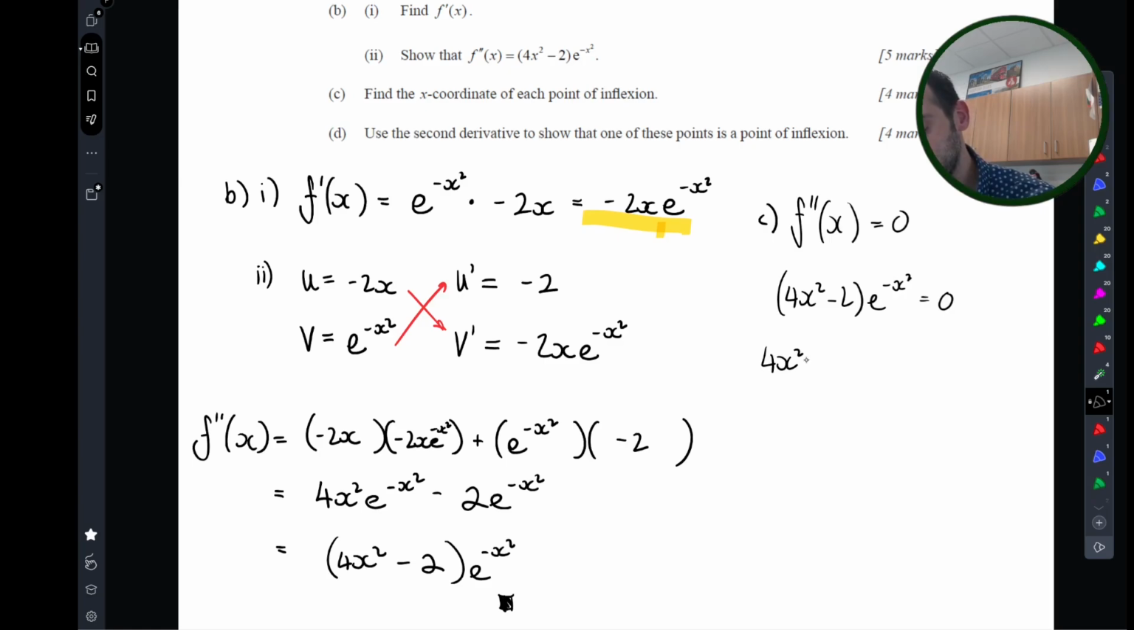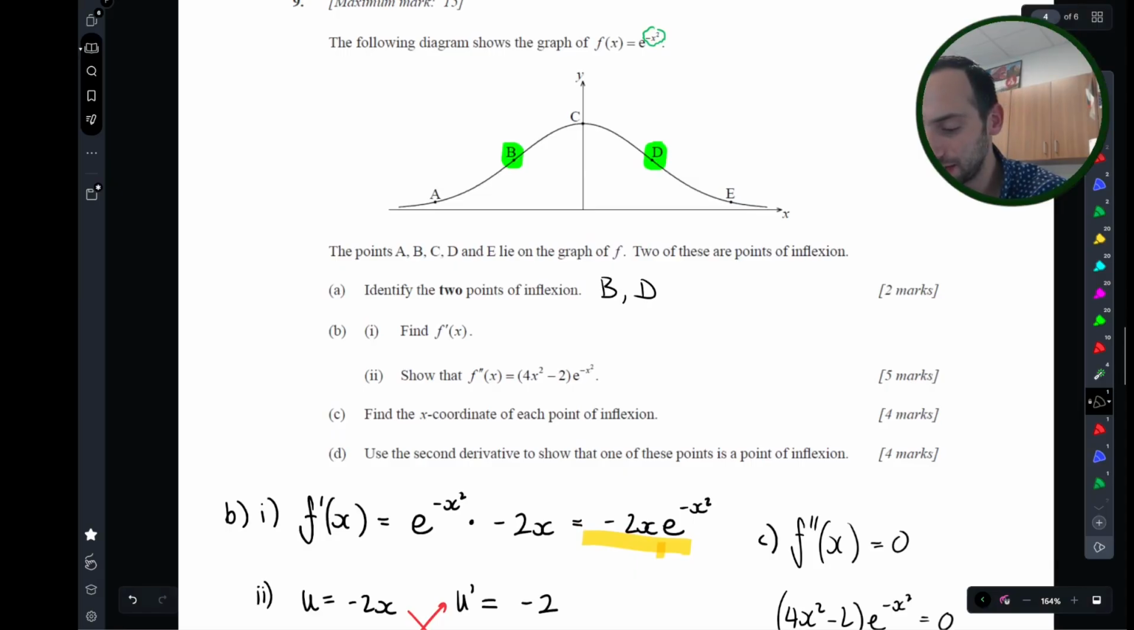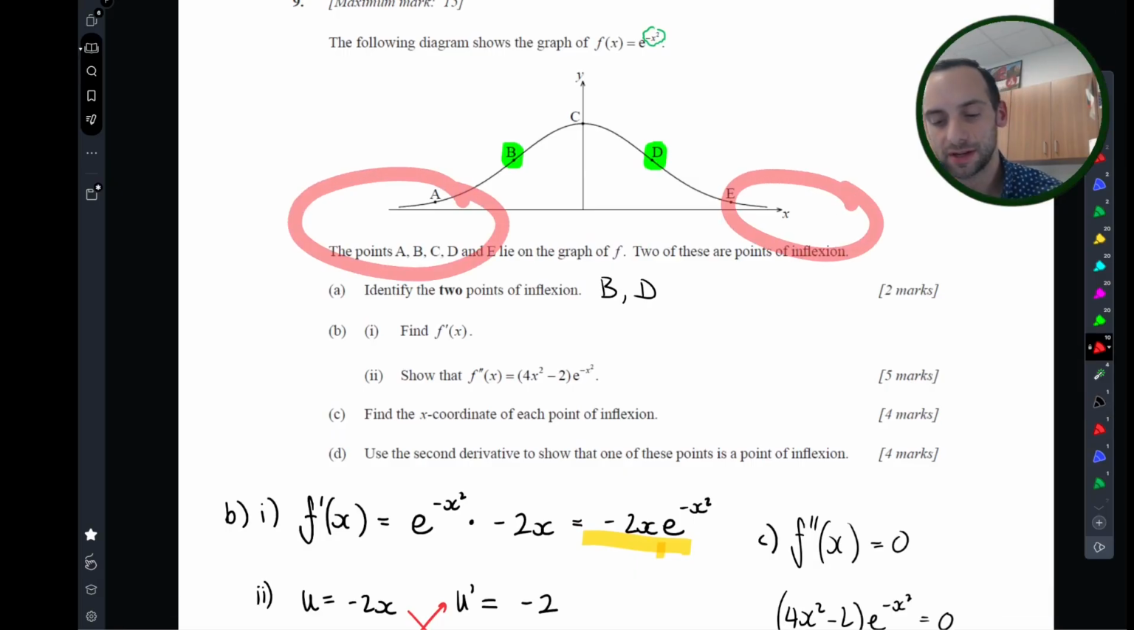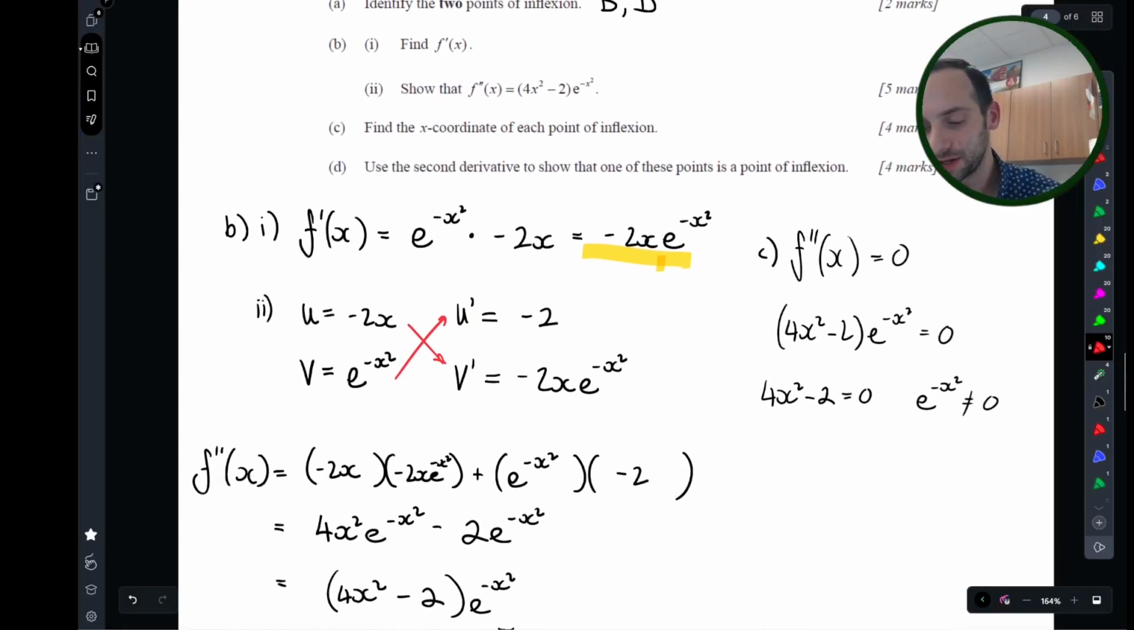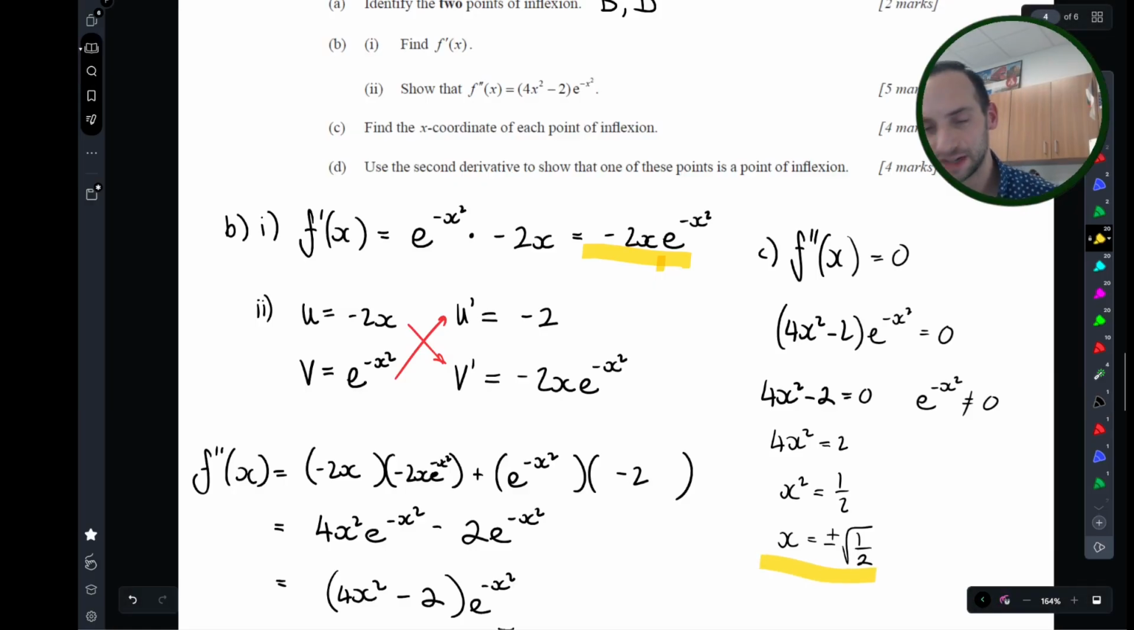Zero product property tells us one of these 2 pieces of the product must equal 0. If you know anything about e to the negative x squared using the above graph, it's clearly asymptoting on the edges, not actually touching 0. So we can say e to the negative x squared will not equal 0, and we can just solve this quadratic equation here. So that solves to 4x squared equals 2, x squared is 1/2, x equals plus or minus the square root of 1/2. They only asked us for the x coordinates, so those will do just fine right here.